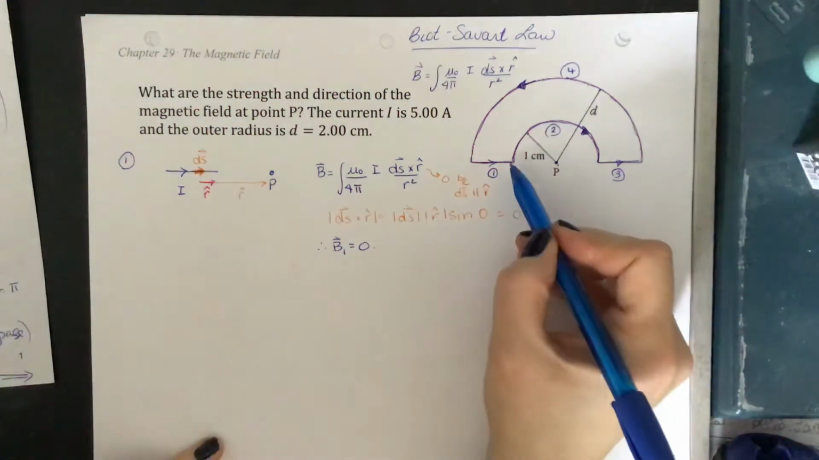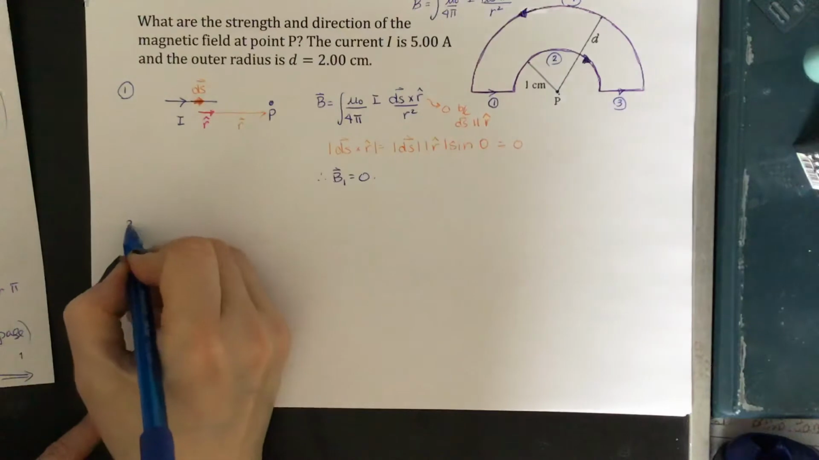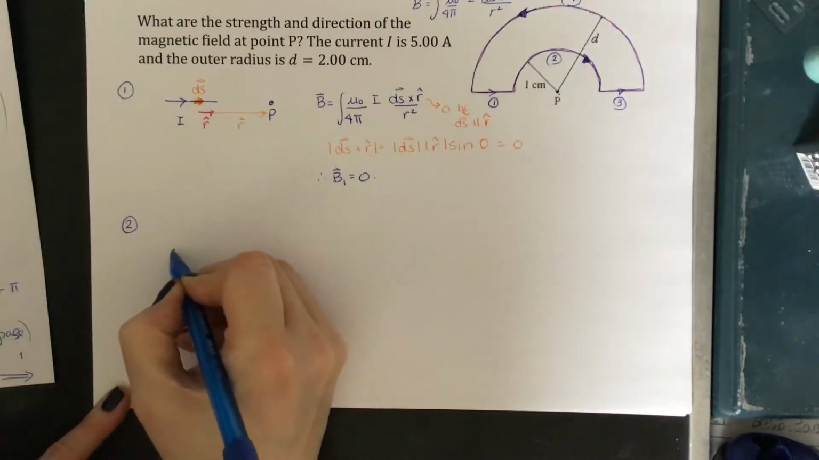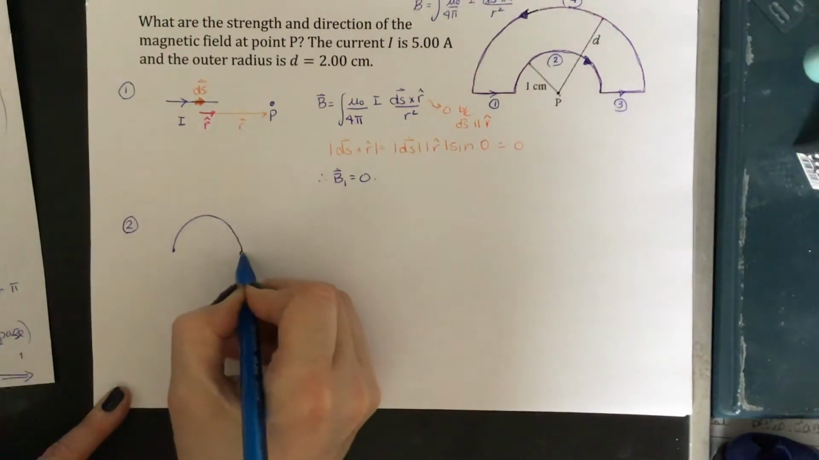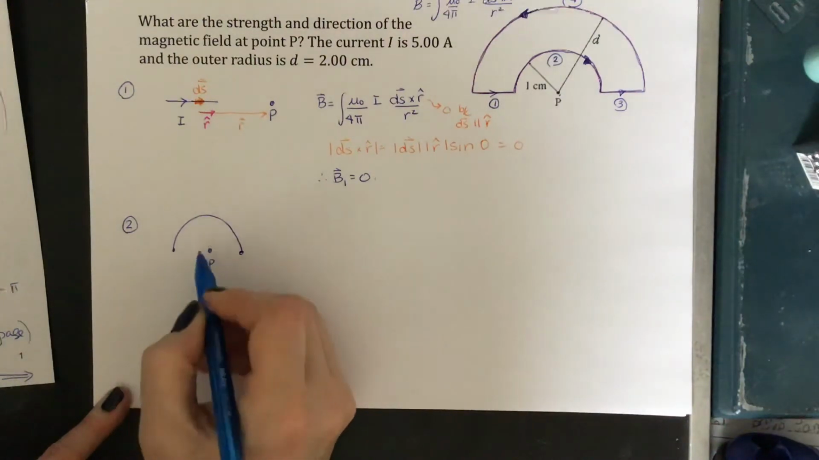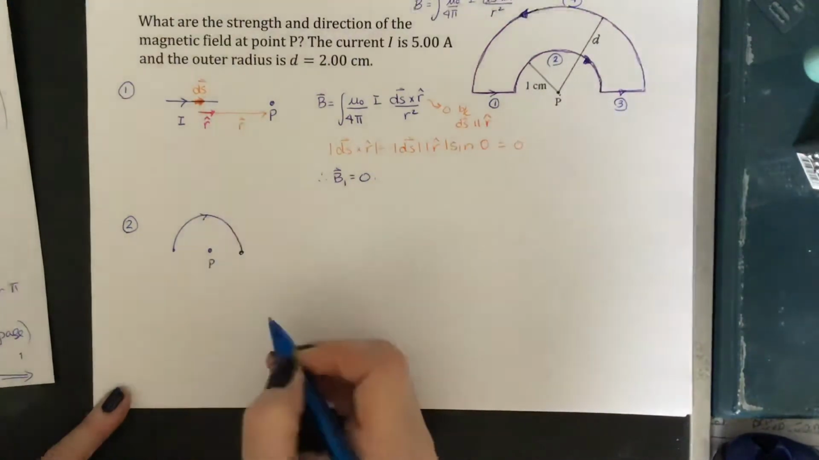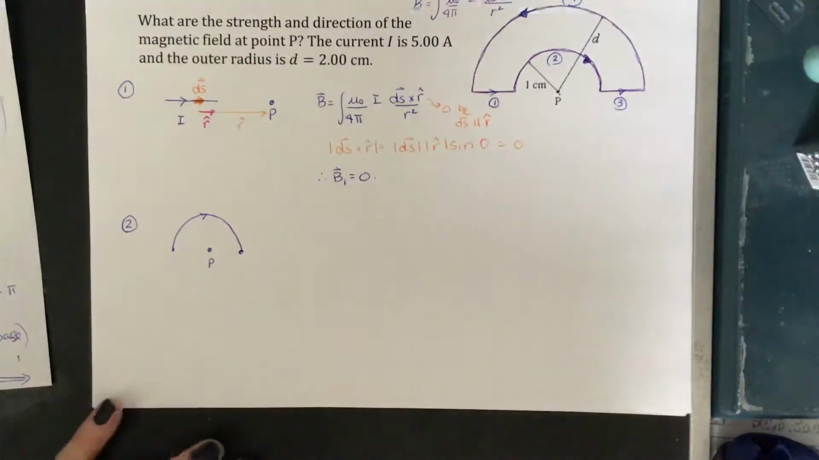Due to this second segment of wire, we'll redraw segment 2. The current comes around this way, goes from here to here. Point P is at the center. Our current comes around in this direction. So there's our current I.